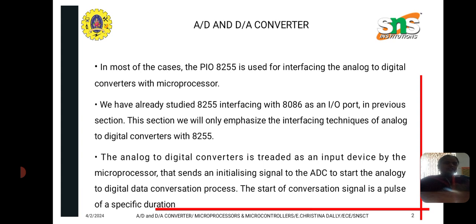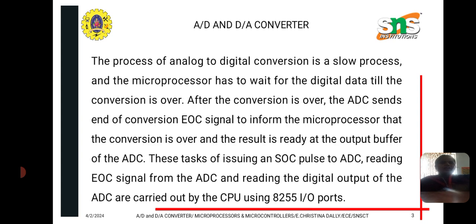In this section we are going to emphasize only the interfacing techniques of the analog to digital converters. The analog to digital converter is treated as an input device by the microprocessor, which sends an initializing signal to the ADC to start the analog to digital data conversion process. The start of conversion signal is a pulse of a specific duration. So here we are going to see the A to D.